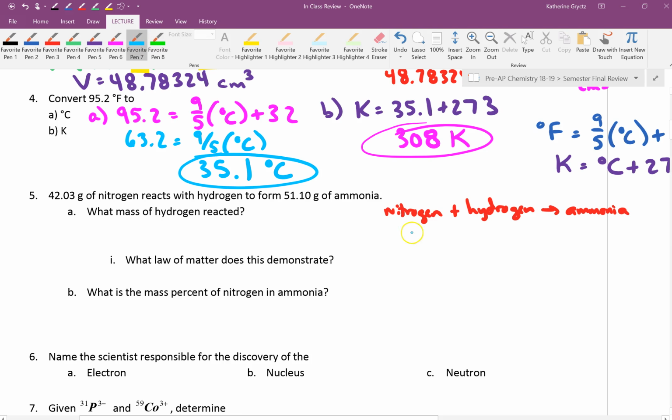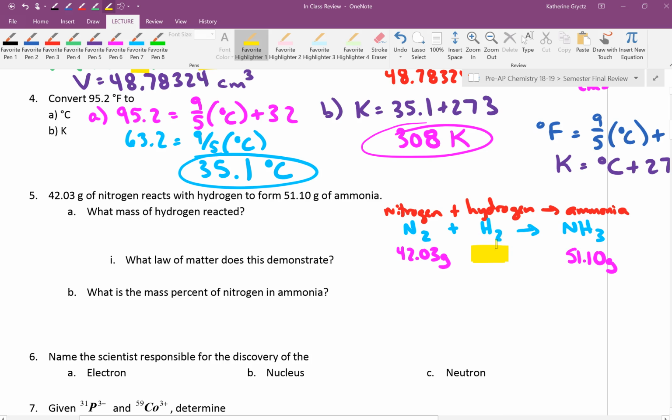Okay, so now hopefully you would write that nitrogen is N2 and hydrogen is H2, and you may or may not know what ammonia is at this point, but it's NH3. But you don't actually need that equation or need it to balance to answer this question. It says we've got 42.03 grams of nitrogen reacting with hydrogen, and it's going to make 51.10 grams of ammonia. Well, it says what mass of hydrogen must have reacted, so this is simply a missing piece.